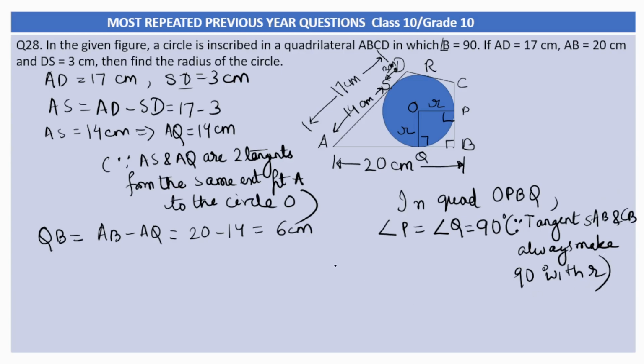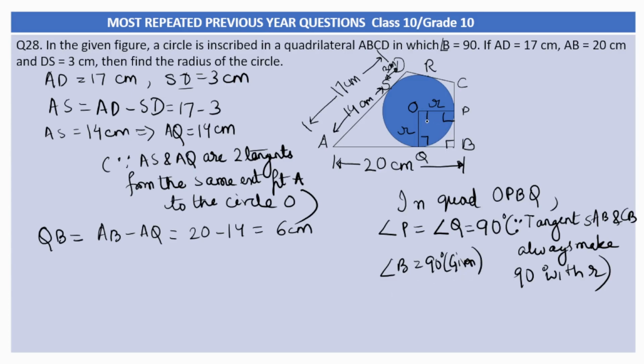Always make 90 degree with radius. I have written R instead of radius. So angle P equals angle P and angle Q equals 90 degree. This angle B is already given to be 90 degree. You have to write it within brackets that it is given.